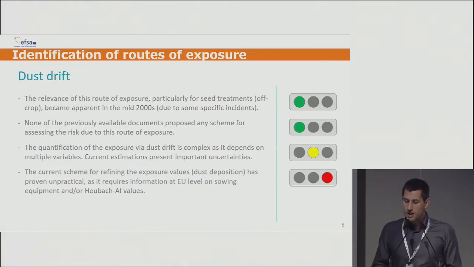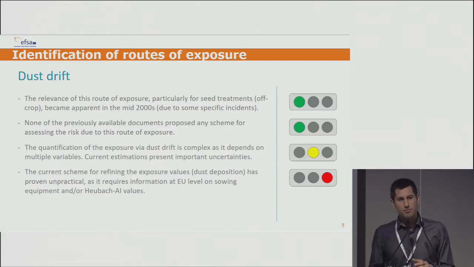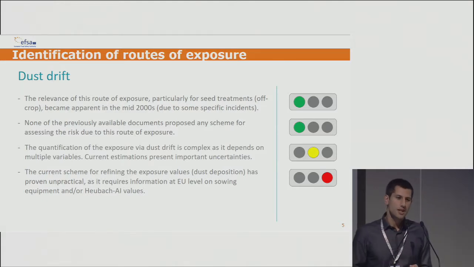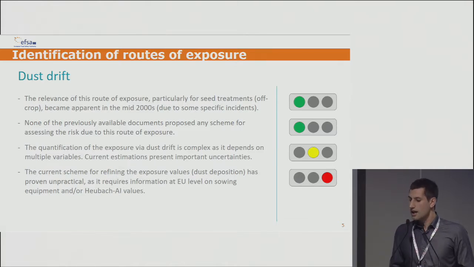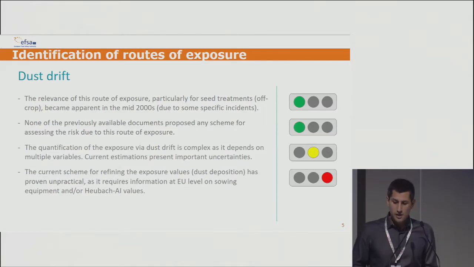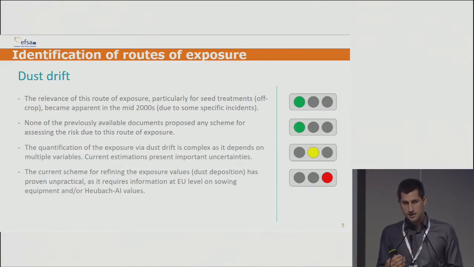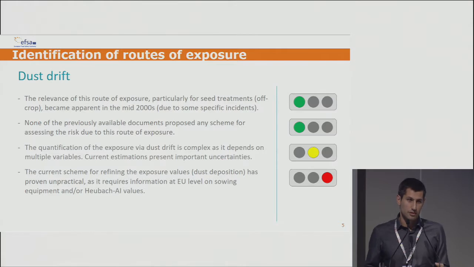On the other hand, the quantification of this exposure route is really complex. It depends on a lot of factors, and therefore current estimations also have some uncertainty, also because the amount of data they are based on is not so big. It has to be highlighted as well that the current scheme for refining these exposure values has proven somehow impractical because, again, it requires a lot of information which is difficult to put together, especially when this assessment is performed at the EU level.